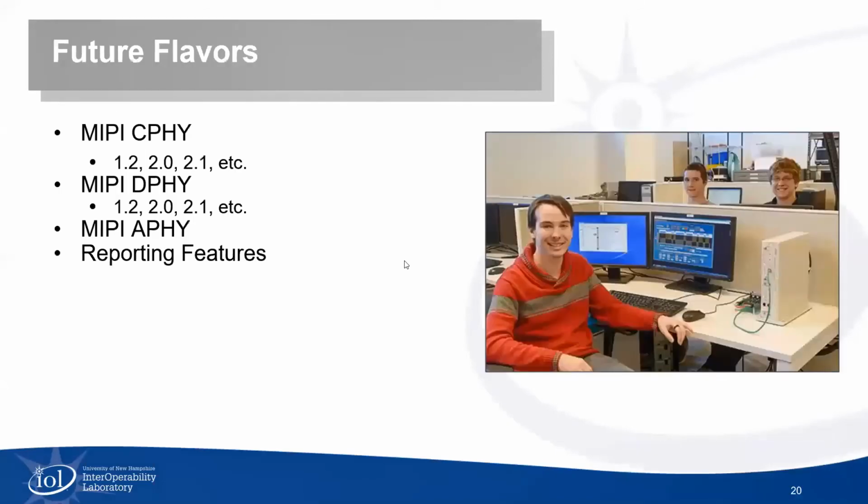Now we're just going to look briefly at the additional features and flavors that we are planning to add to our QualiPhyer family. So we're looking to expand the versions of our C-PHY GUI as well as our D-PHY GUI software, to include versions 1.2, 2.0, 2.1, etc. as the new versions come out. We're also looking to add support for the MIPI A-PHY features, as well as to expand on the reporting features available in our QualiPhyer tools, to make it easier on our customers.